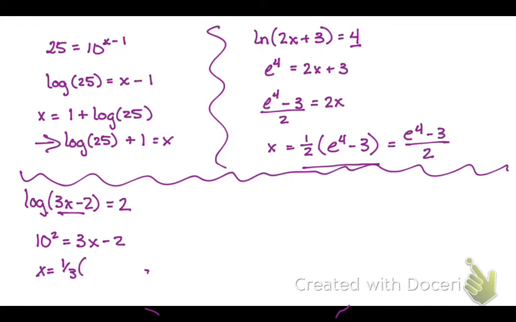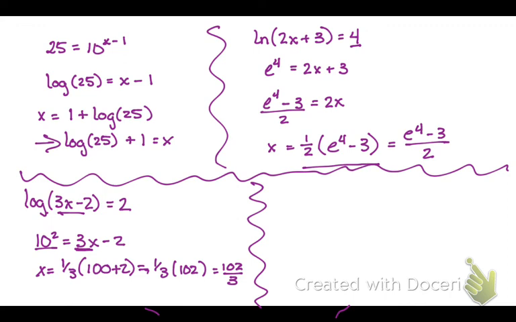So x equals one third. Oh, what is 10 squared? 100. 100 plus 2. So I get one third times 102, so I just get 102 over 3. Right? What do you get at one third? That's because I'm dividing by 3. Isn't dividing by 3 the same as multiplying by one third? Yes.